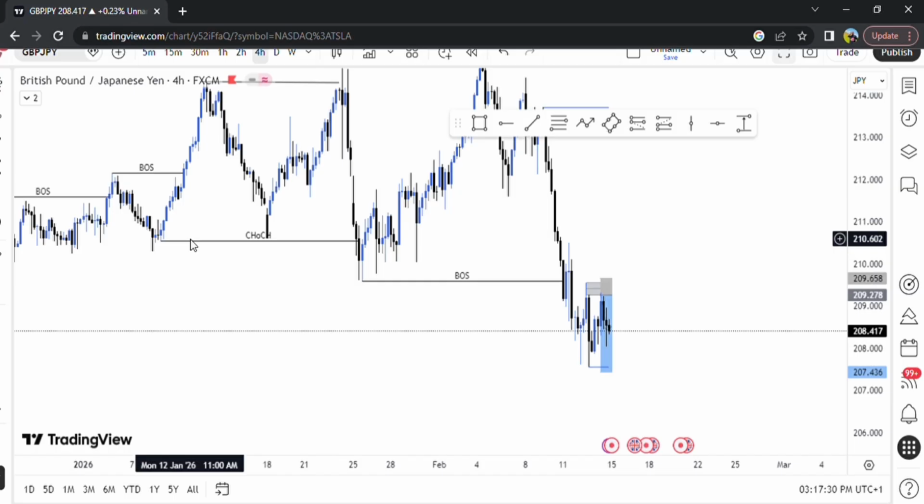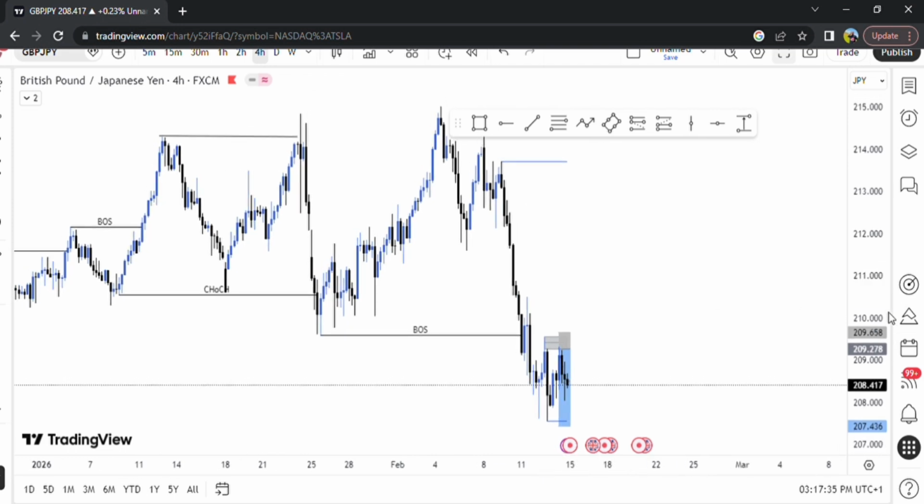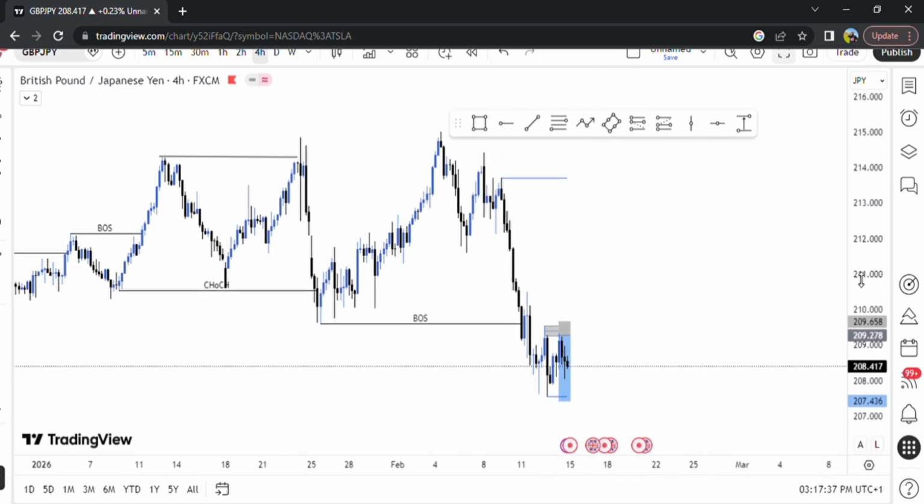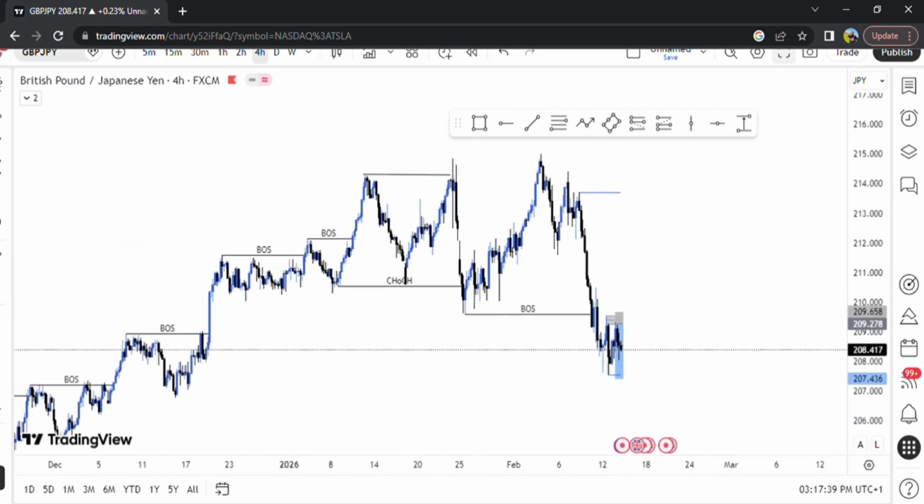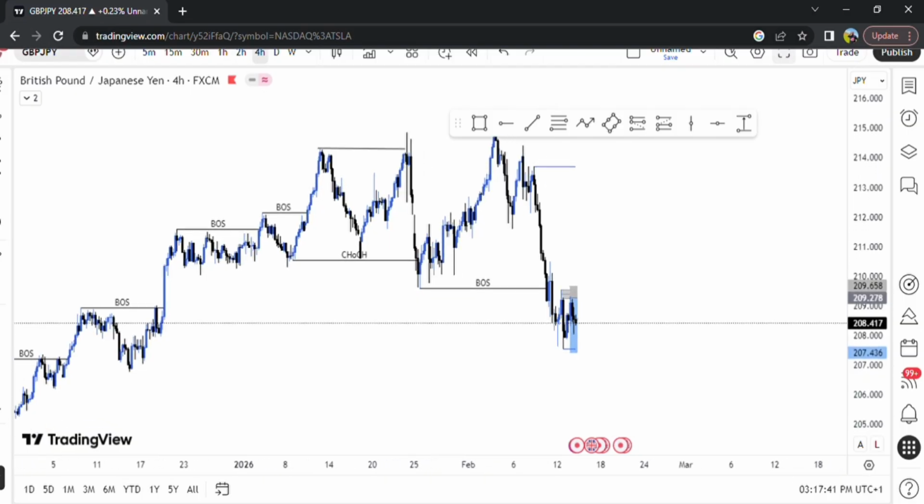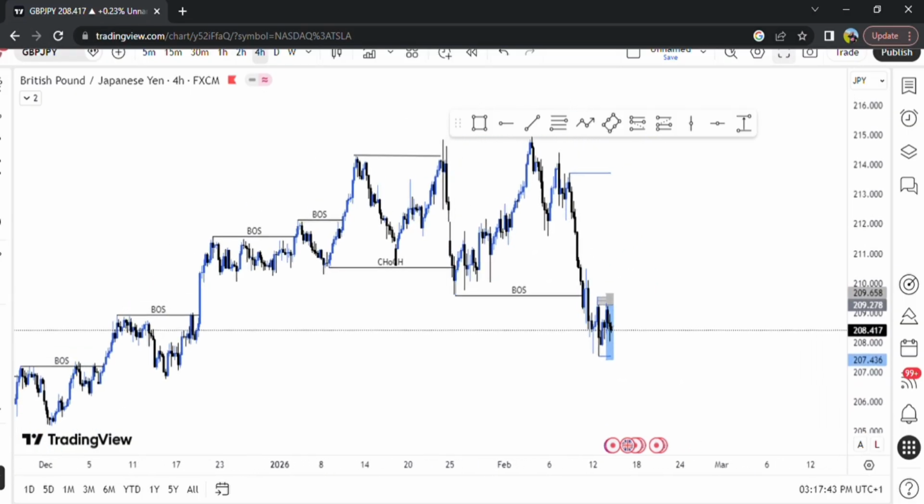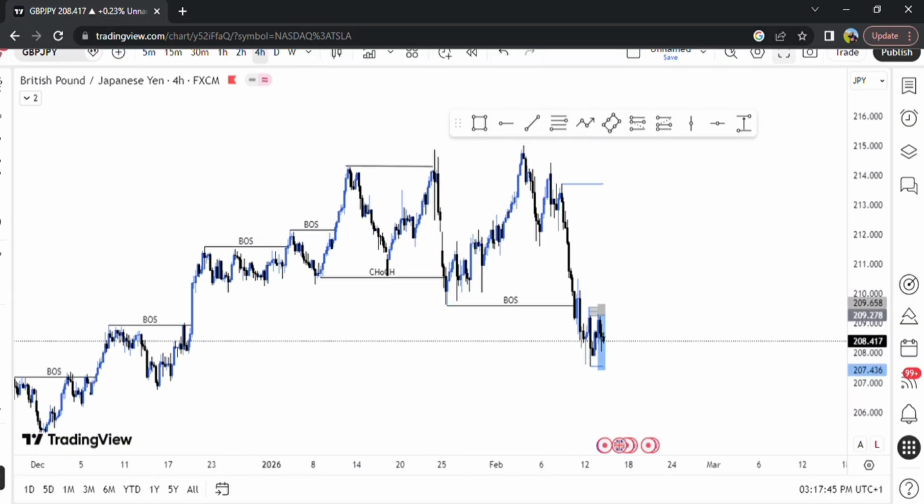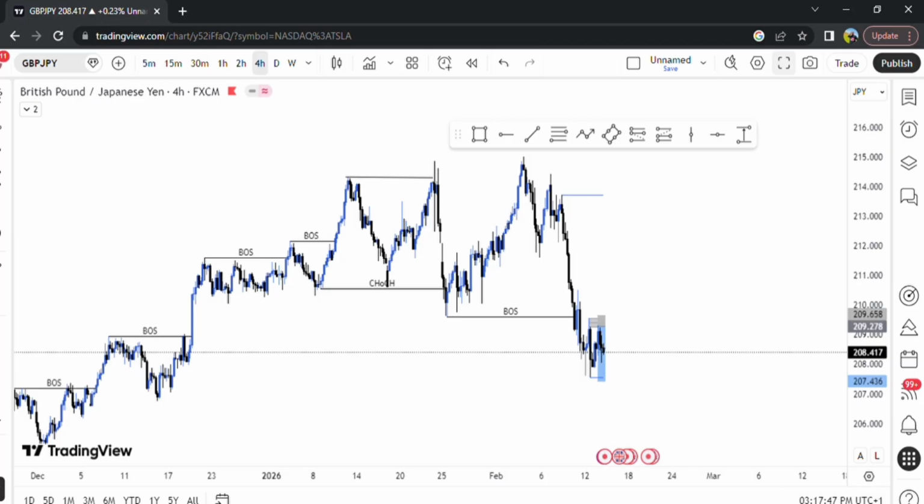Then here comes our, what? Here comes our break of structure to confirm the continuation of the market trend. You understand? So now, while seeing this on the 4-hour time frame, I estimated, okay, let's go down to the 15-minute time frame to know if we are going to see more trading opportunities.